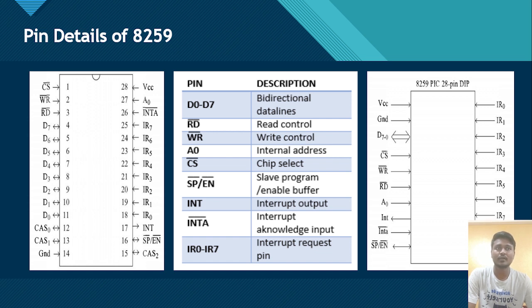SP/EN, slave program/enable buffer, which is again active low. INT is the interrupt output given by the 8259A, and INTA bar is the interrupt acknowledge input given to the 8259A by the microprocessor. Now IR0 to IR7, these are the interrupt request pins for the 8259. Now let's move on to the features of 8259.